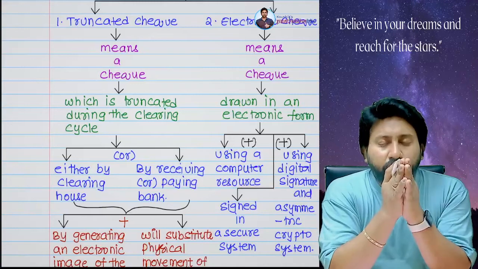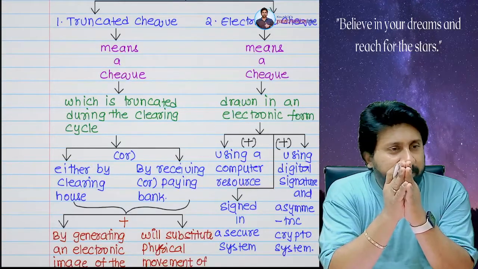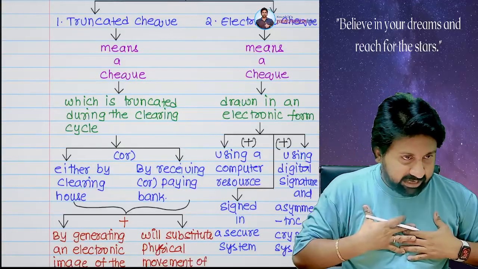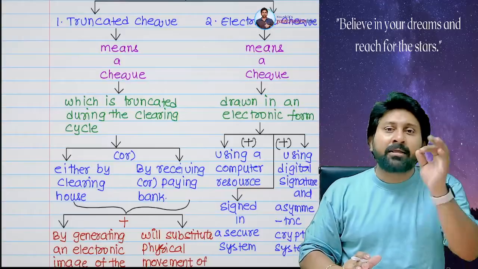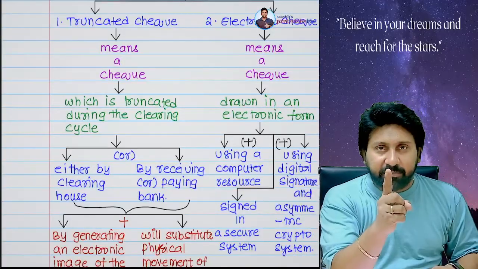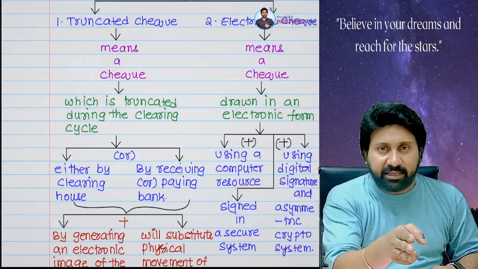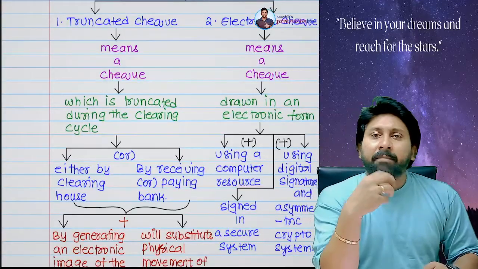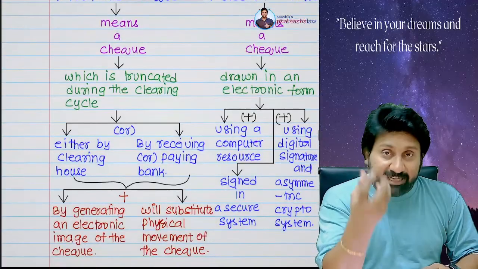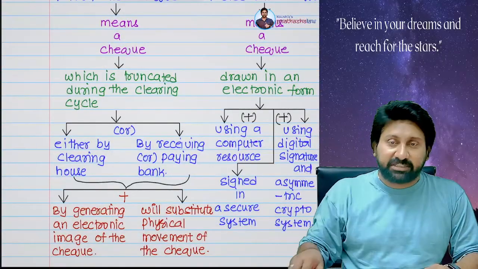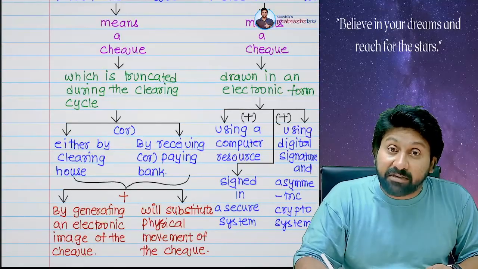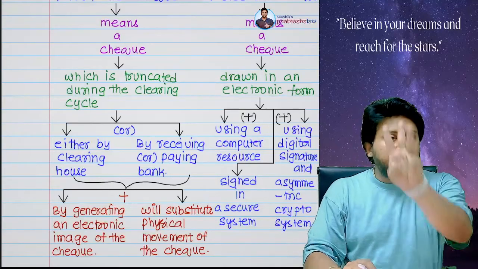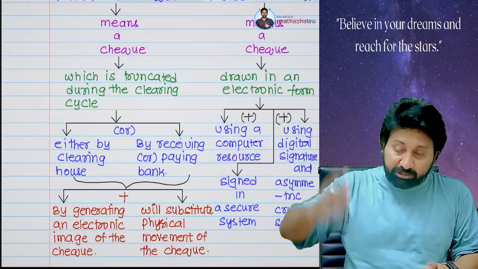Remember again, two definitions, both or one can come in the next attempt. In another 2 days you will definitely find one question from this. As far as I am concerned, there is no wrong in learning things now. Tell me, what is a truncated check? A truncated check means a check which is truncated during the clearing cycle, either by the clearing house or by the receiving bank or paying bank, any bank, by generating an electronic image of the physical check, and it will substitute the physical movement of the physical check. An electronic check means a check which is drawn itself in electronic form using a computer resource, using a secure system and using a digital signature and asymmetric crypto system.